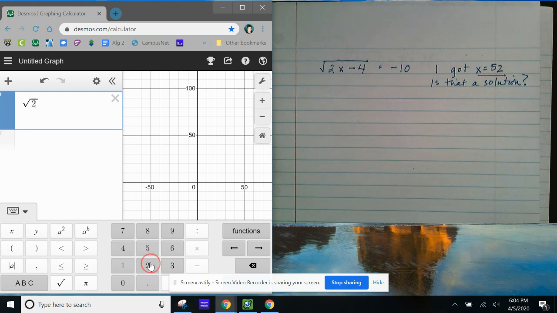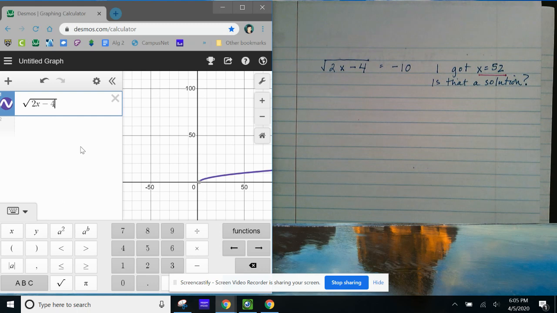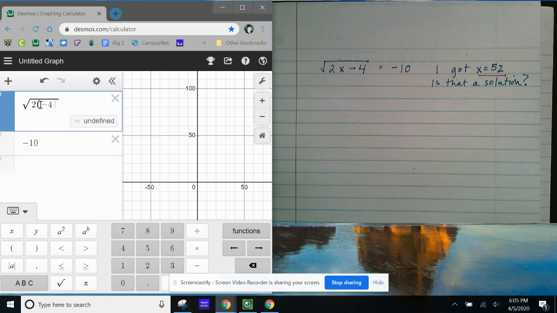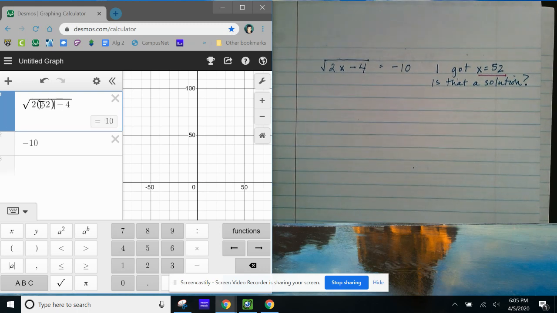So my original equation is the square root of 2x minus 4. And on this side, I have negative 10. So I want this side and this side to equal each other. So I got 52 by solving it, but that doesn't necessarily mean that it makes the equation true. So I'm going to sub in the 52 here. And notice what I got. I got positive 10. Positive 10 and negative 10 are not equal to each other. I know they're very similar, but they are not equal to each other.